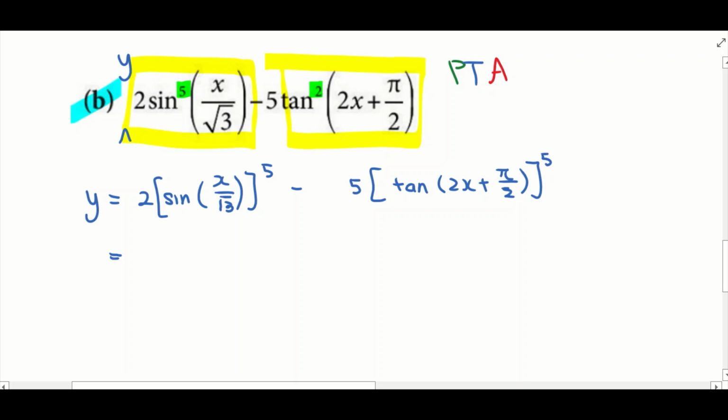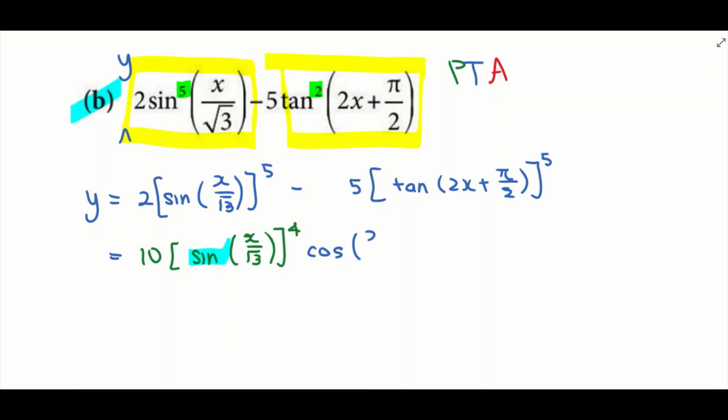Let's do for the sine first. Bring down power 5, 2 times 5 will give me 10. Power minus 1 becomes 4. Am I done with this? We need to differentiate the trigo. Differentiate sine becomes cosine, and then I keep my angle. And then, am I done? I need to continue. Differentiate the angle, right?